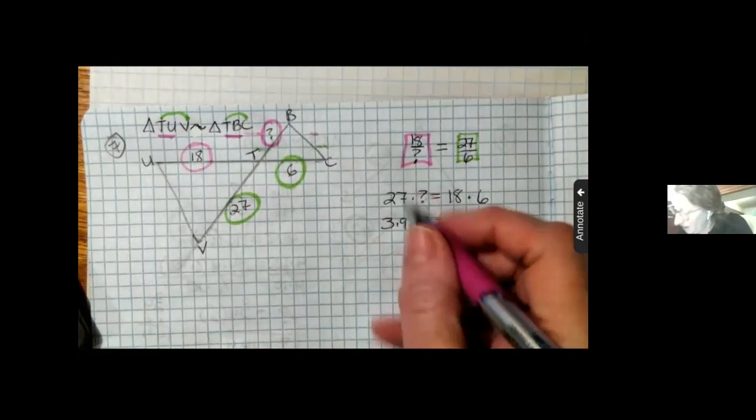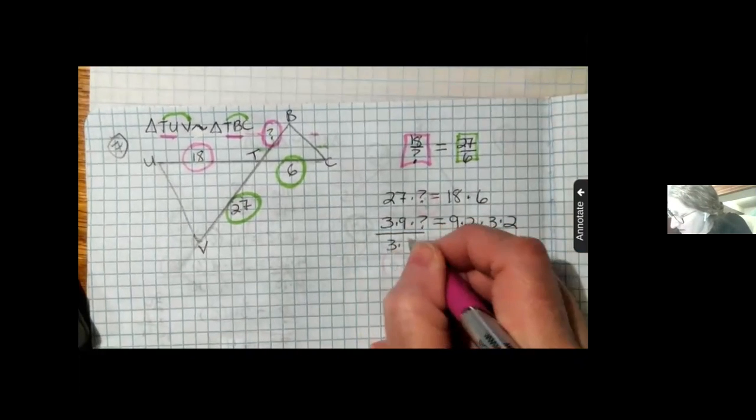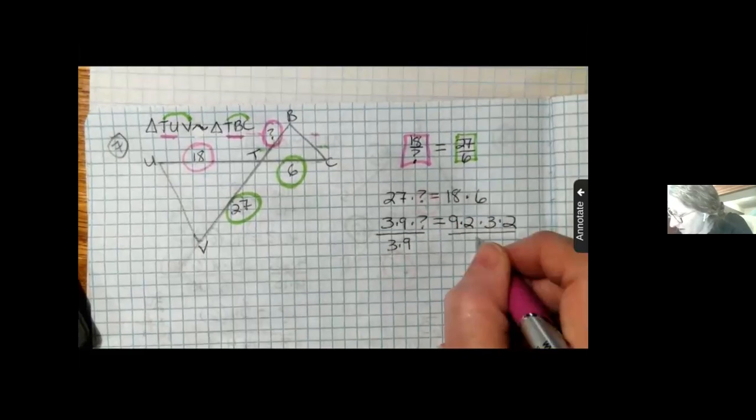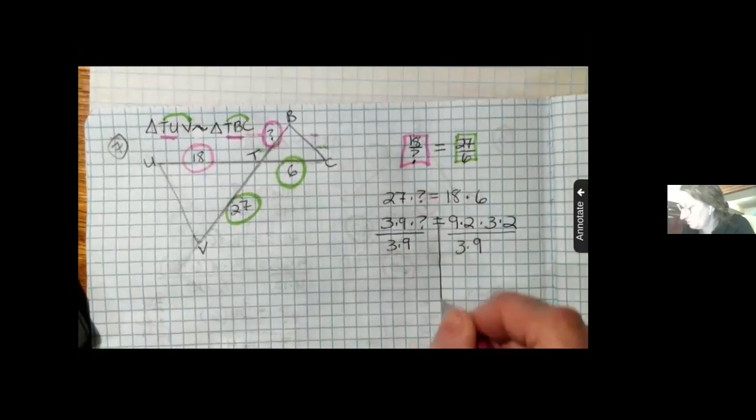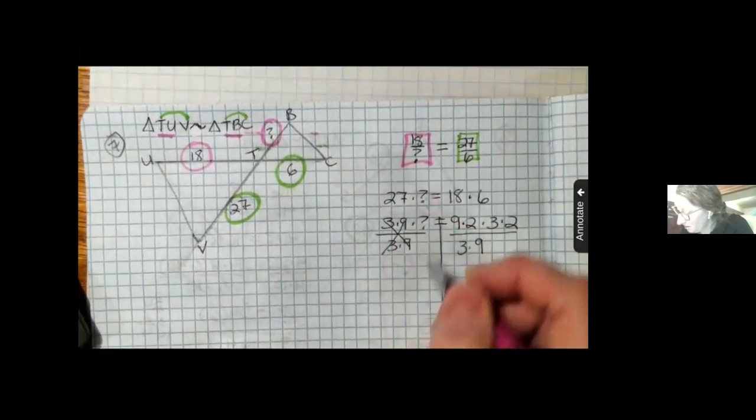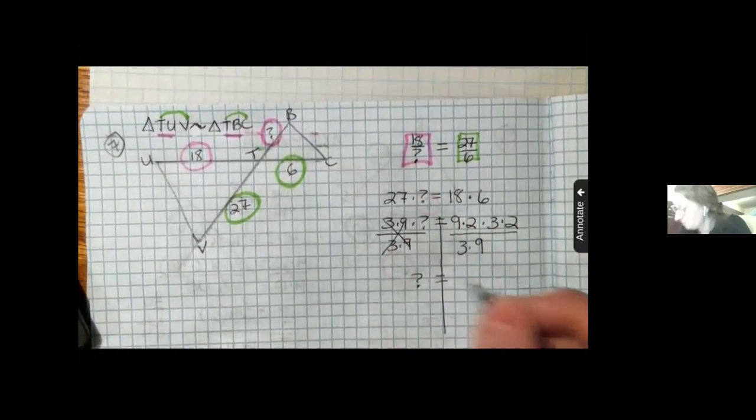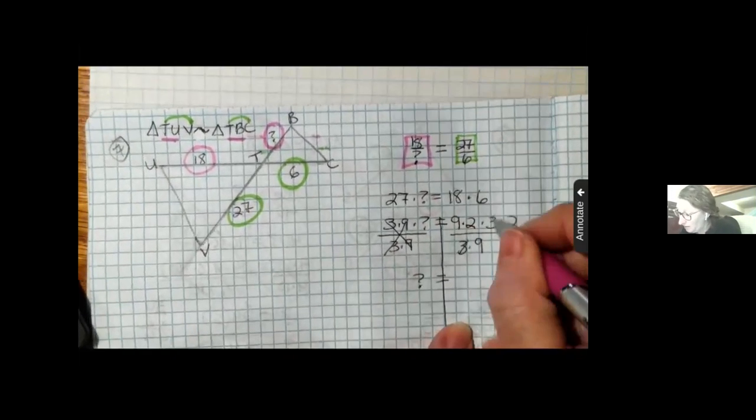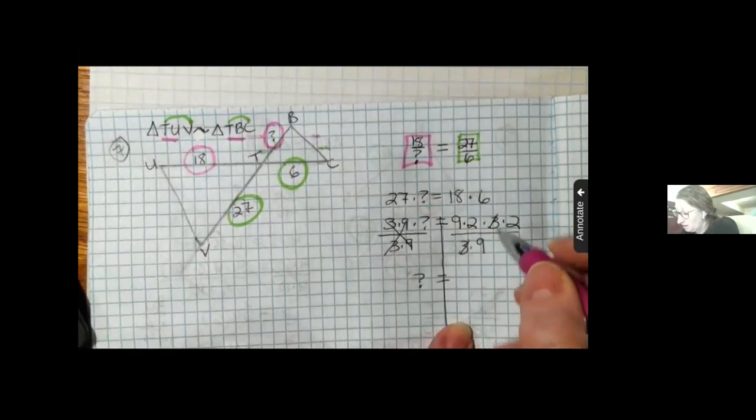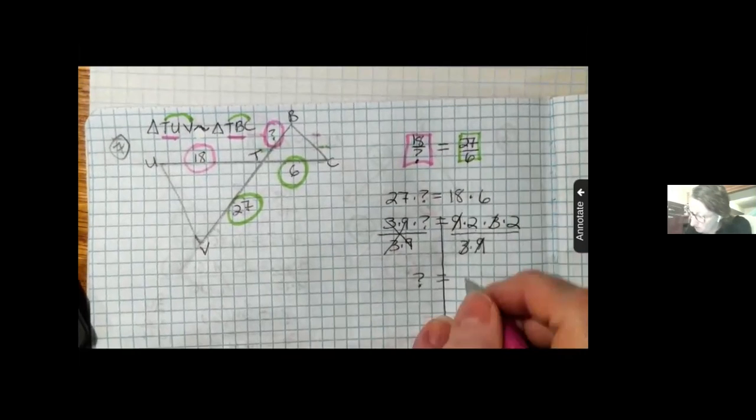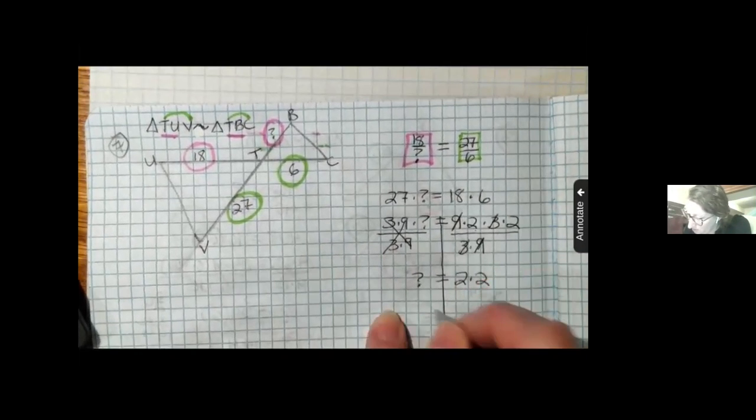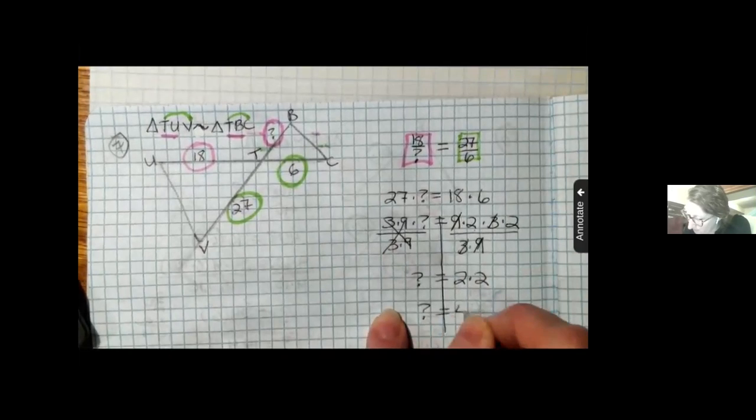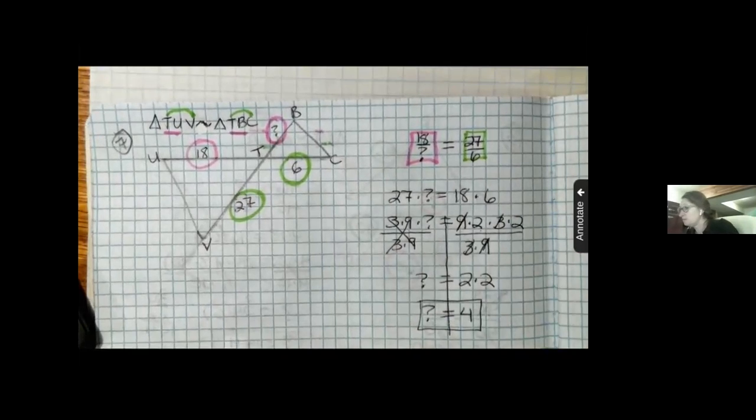So now if I divide by 3 times 9 on both sides, that leaves the question mark to come down, which is what we want. We eliminate the 3, and then we eliminate the other one, the 9. And that leaves 2 times 2, which equals 4. Easy peasy.